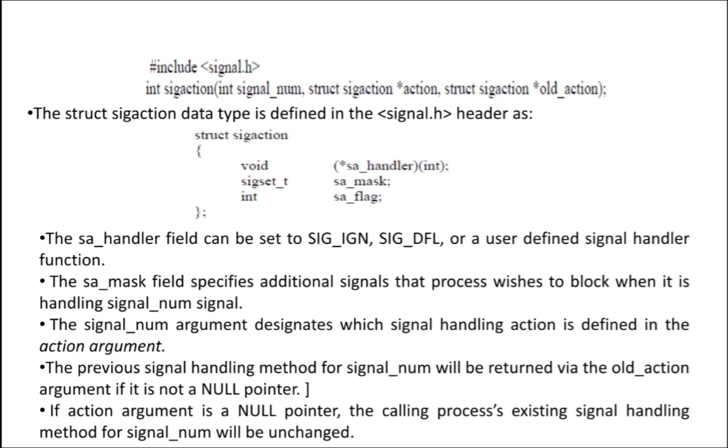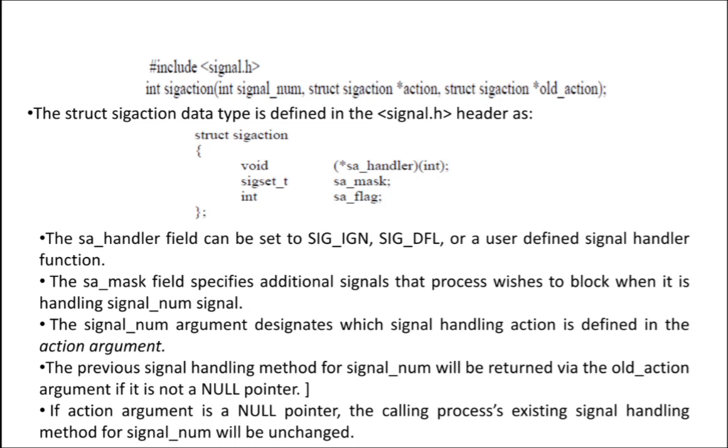Next, the sa_mask field is also there, right? So why is it there? Because it is going to specify additional signals that the process wishes to block when it is handling the signal number signal. So it is a mask that contains the details of the signals that are blocked. Next, the signal number argument. You know that for every signal there will be a signal number, and based on that signal number you can call the signal handling action. There are three types of signal handling action. Either it can be ignored, or it can be the default function, or it is a user defined handler. You can call any of these three actions, right?